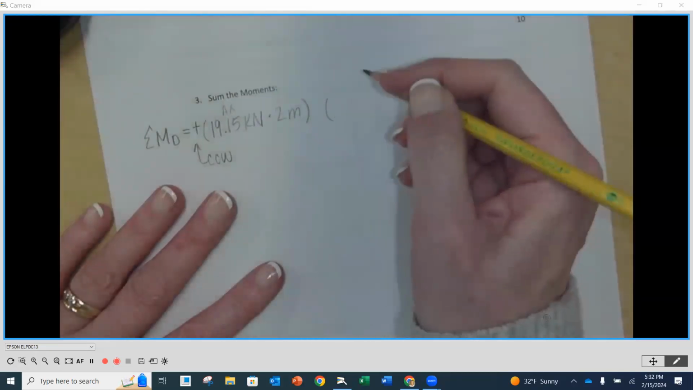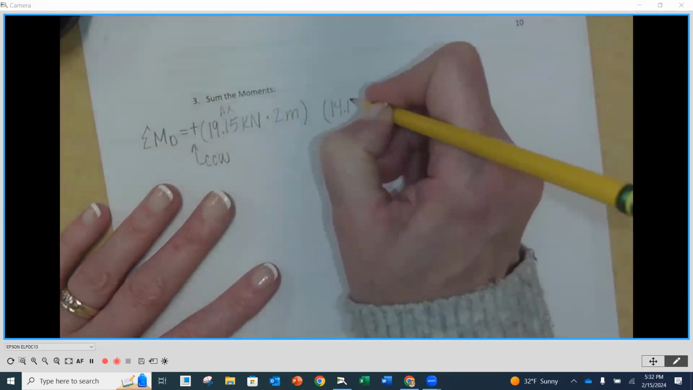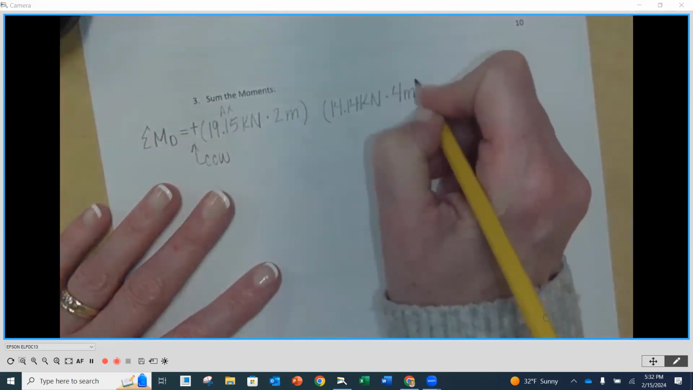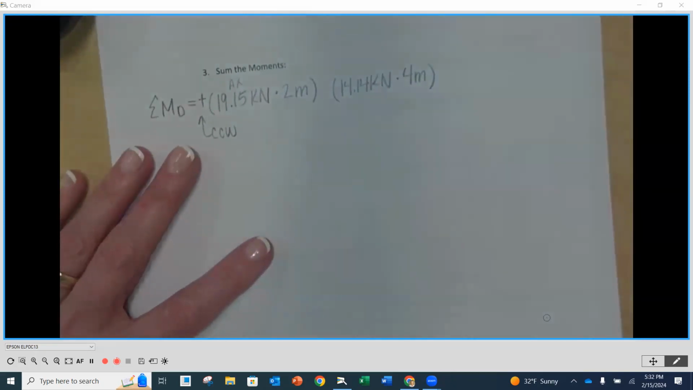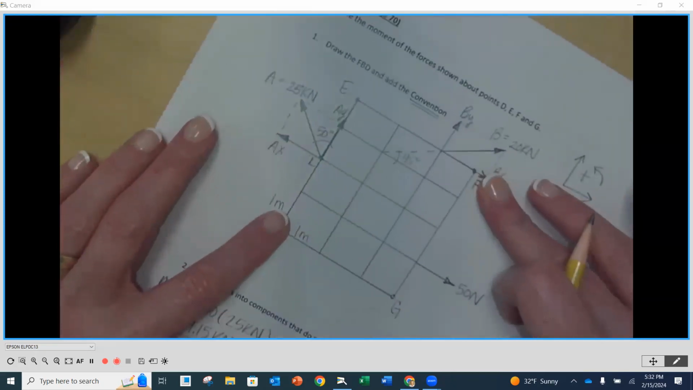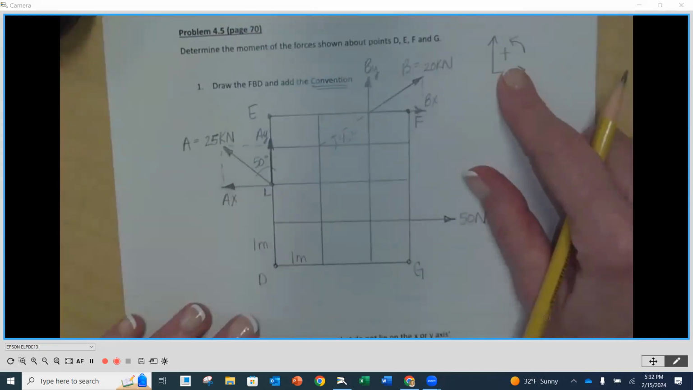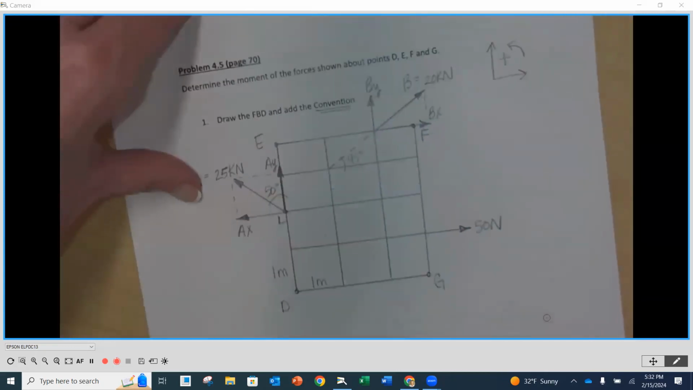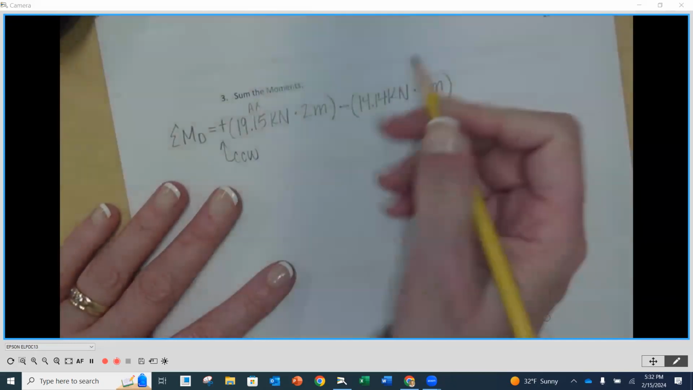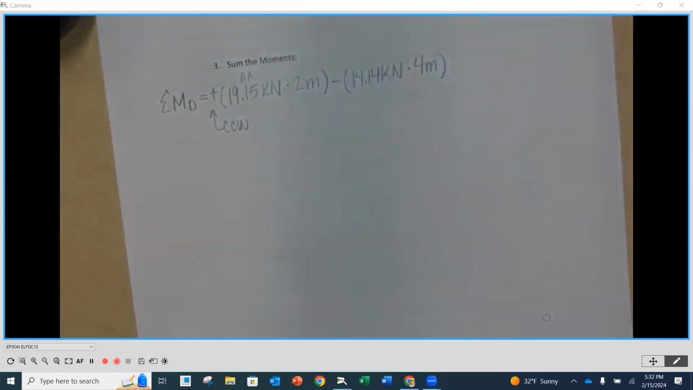I'm gonna leave a little space in between because I know I'm gonna have to put my sign in there. Kilonewtons times 4 meters. Make sure you put your units in all phases. And going back, I'm gonna put my finger back on D and I'm gonna pull and it's going in a clockwise rotation. So that means I'm gonna put a negative out front.